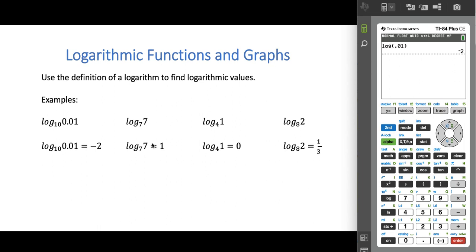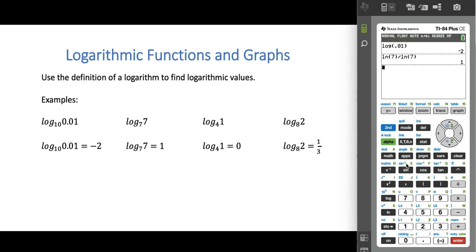Log base 7 of 7. This one, if you didn't know the answer was 1, and if you wanted to do it on your calculator, which would be silly because that's an easy one, you have to use the change of base formula. You can either use the change of base formula like we learned before, the natural log of 7 divided by the natural log of 7, and you see that comes out to be 1.